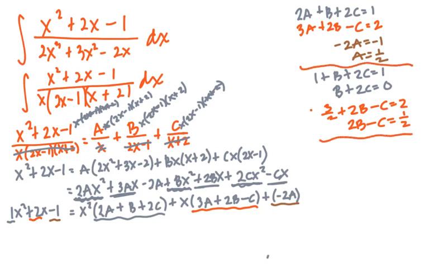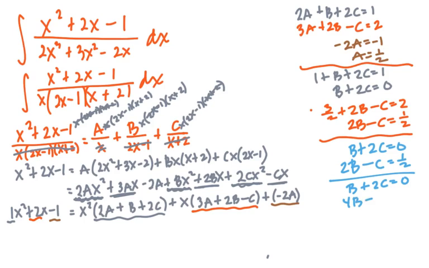Now here we have a system of equations with two variables. So I like elimination. If we look at them, we have b plus 2c equals 0, and 2b minus c equals 1/2. So I'm going to multiply the bottom equation by 2. So we have b plus 2c equals 0, and 4b minus 2c equals 1. So when I add these equations, we have 5b equals 1, so b equals 1/5.